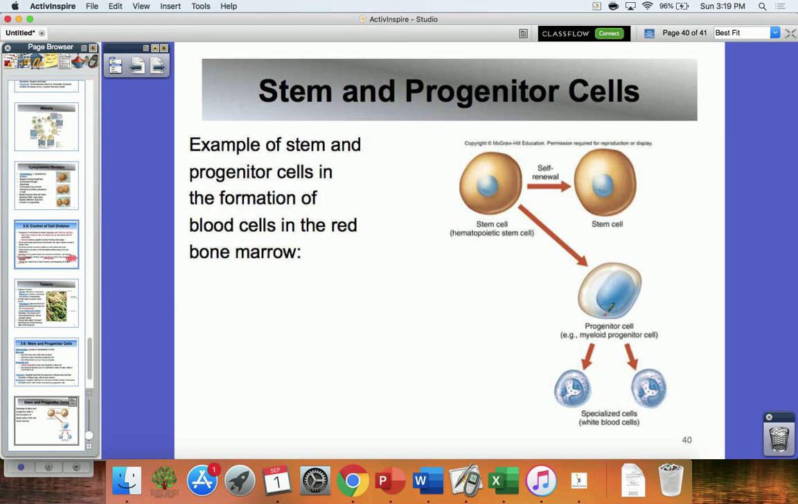For instance, the example here, a myeloid progenitor cell. Myeloid is in reference to a white blood cell. But we have various types, so this progenitor cell could turn into a basophil or eosinophil or neutrophil or any of those because it is a progenitor cell. And after it gets to this point, it's a specialized cell and it won't differentiate into anything else.